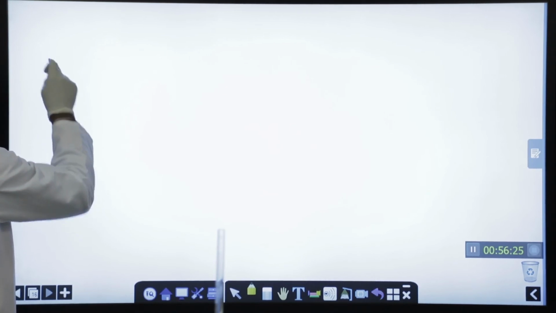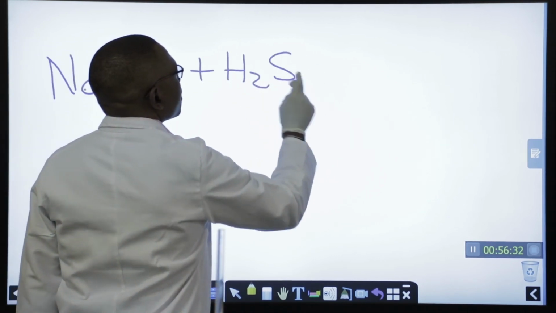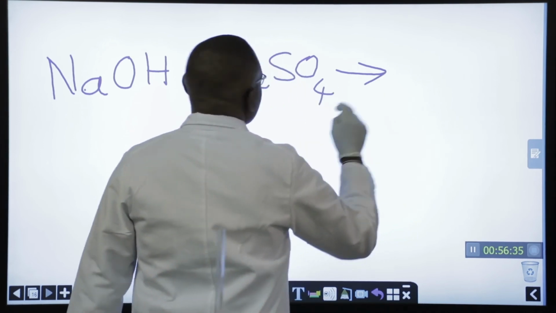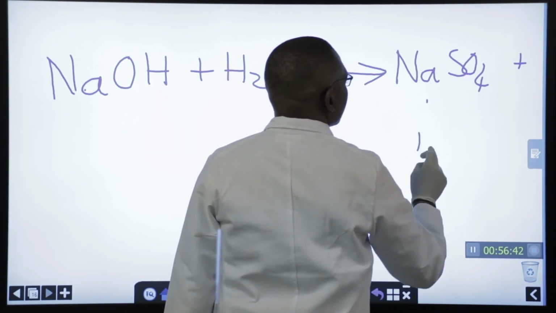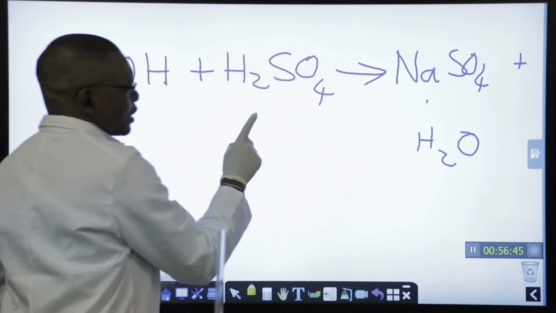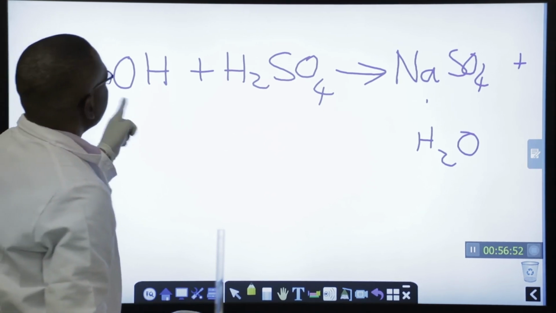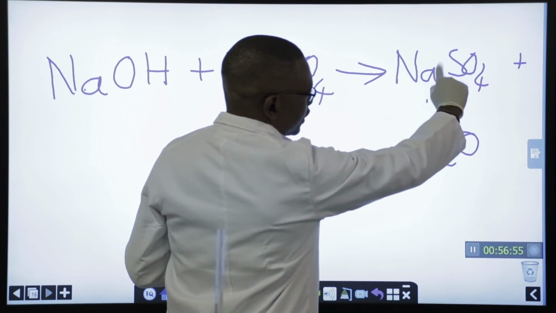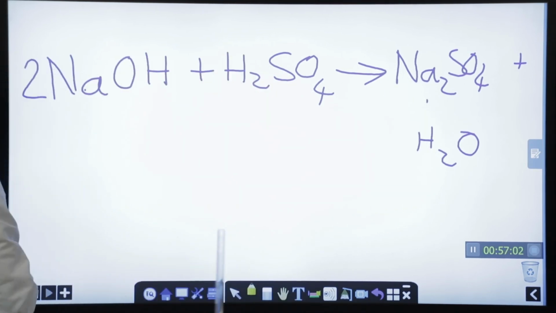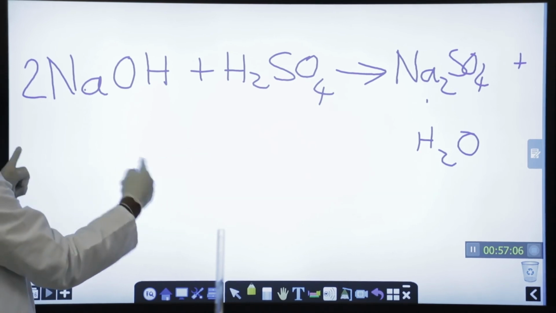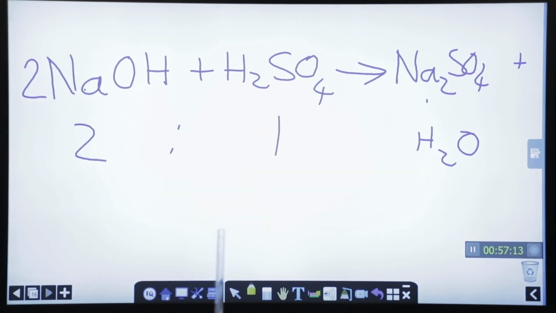So we are saying sodium hydroxide plus sulfuric acid gives us sodium sulfate plus H2O, right? So do you see that something is not right here? One sodium sulfate, sodium hydroxide does not react like this. We need two of these. So that means we need two sodium hydroxide molecules. So we are saying the ratio here is 2:1. We need two sodium hydroxides to react with one sulfuric acid molecule.